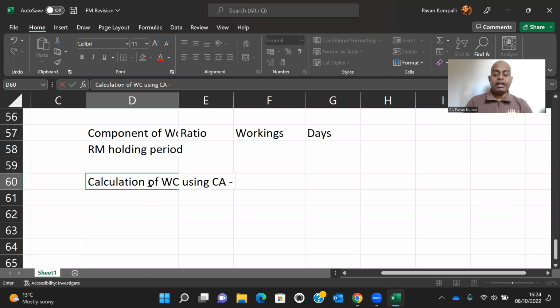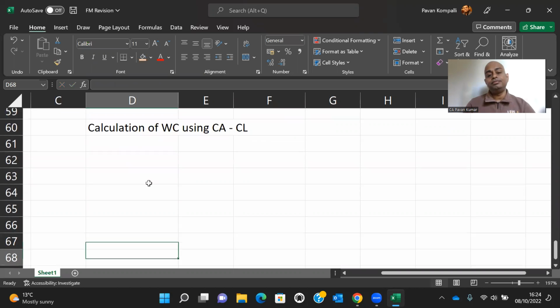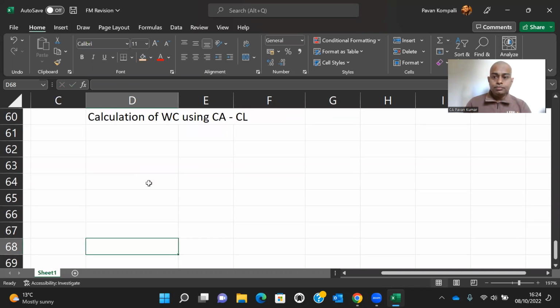Using CA minus CL. What is CA? Current assets. CL is current liabilities. So basically, we prepare a table. We start with current assets. Under that, we write each and every component of the current assets. We calculate how much it is, put it in the amount column, and add all the current assets. We call it gross working capital.